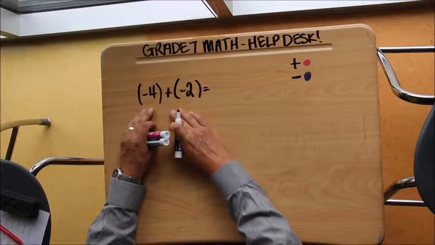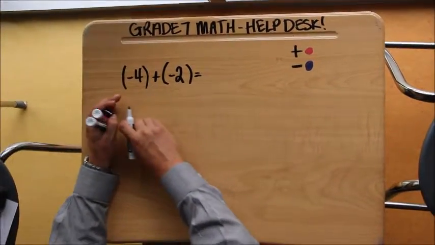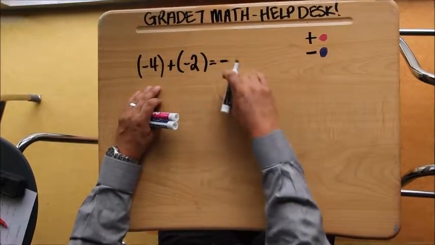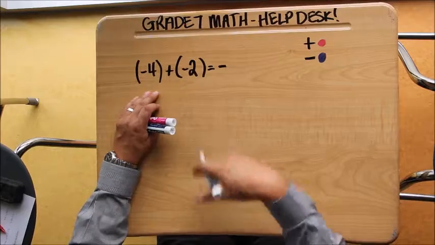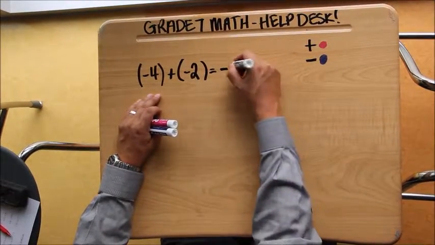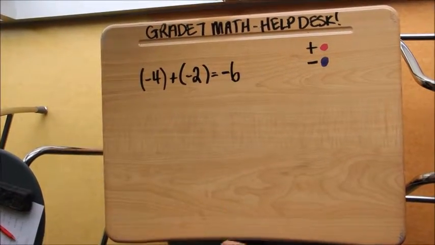I've got a -4 and a -2. Two negatives is going to take me further down that negative line. Okay, so I'm going to end up with a negative that is in fact smaller, not larger. We sometimes get that mixed up, but it's actually smaller. I'm going to have a -4 and a -2 is going to give me a -6. That's what my math tells me.